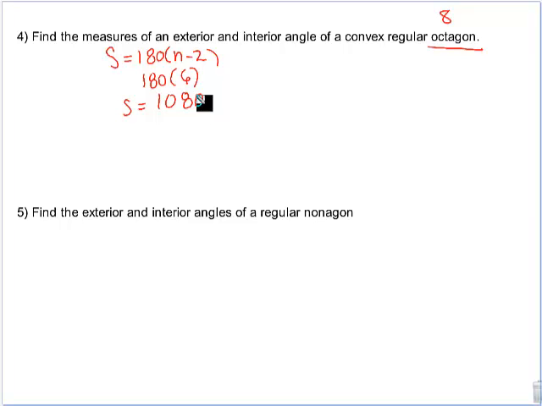So if this is the sum of all the angles, how would we figure out what each angle is? You have to do 1,080 divided by 8. Yeah, we just have to divide it by 8. Why would you divide it by 8? Because there are 8 sides. So 1080 divided by 8, what does that equal? 135. So that is our interior angle.